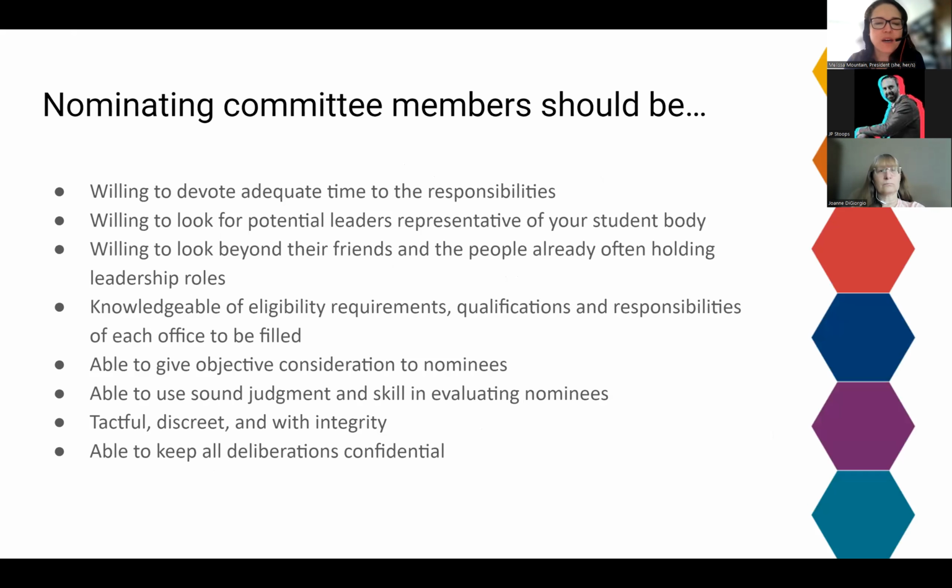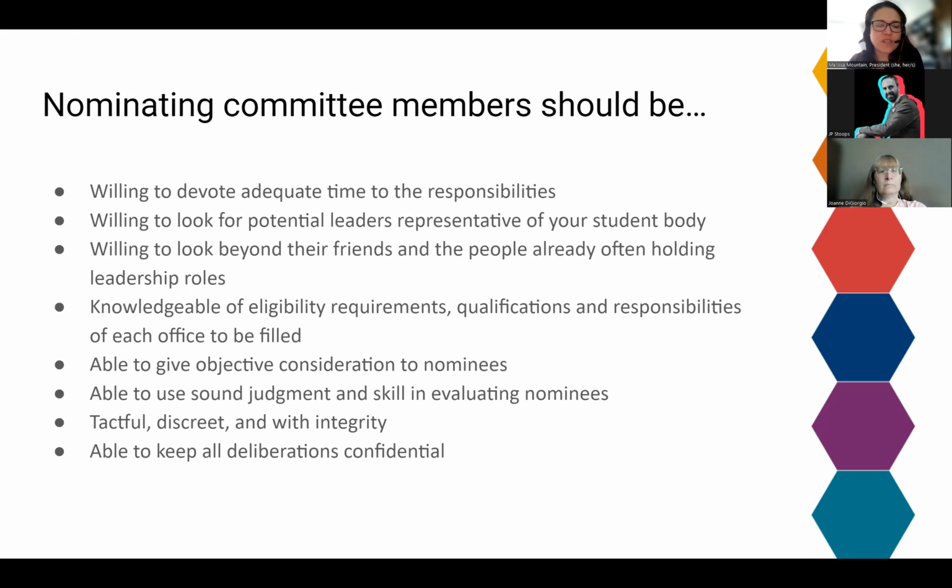So here are some good qualities to have in your nominating committee members. You want to make sure that they're willing to devote the time that's needed to do the recruiting. You want to look for potential leaders that are representative of your student body and of your greater community at large. You want to make sure that people aren't just recruiting their own friends, that they are very aware of the eligibility requirements, the qualifications.